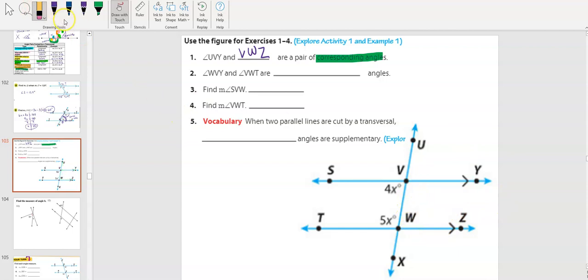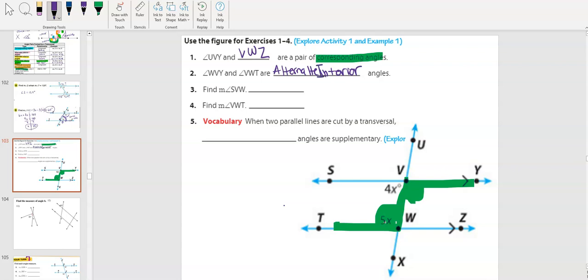Now the next one is asking for the relationship between WVY, so this guy right here, and VWT, this guy right here. If you look at these, they're both interior angles and they are on alternating sides. So they are alternate interior angles, which means that they are congruent.